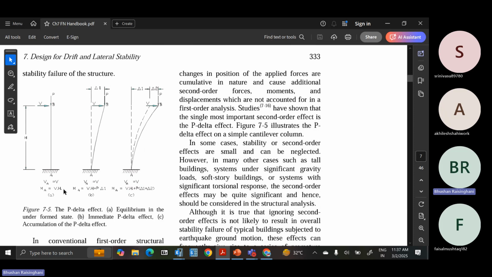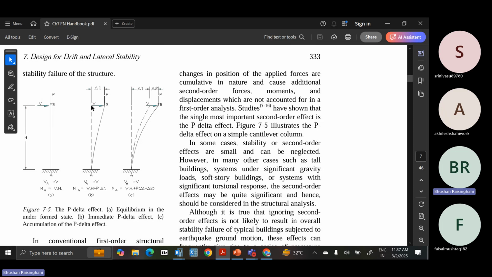Now this is the case one in which there is a shear force at point B and axial force at point B. So what is the reaction? V equal to VA, and moment at A is equal to V into height of the column. Now if I give a delta 1, then what will happen is that it is at the deformed position. So my lateral force will now act in a deformed position, not in the vertical position.